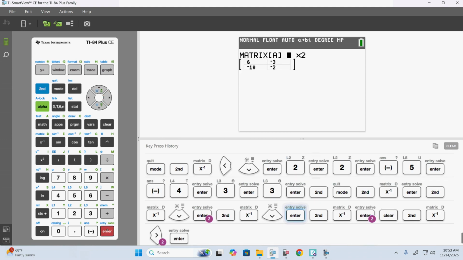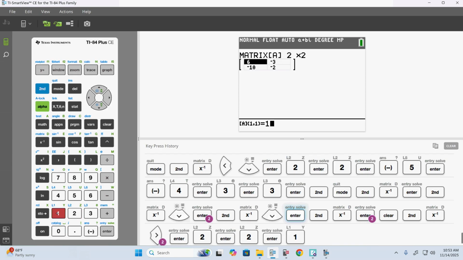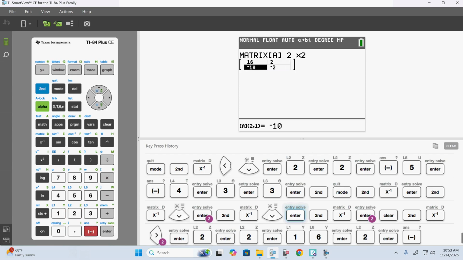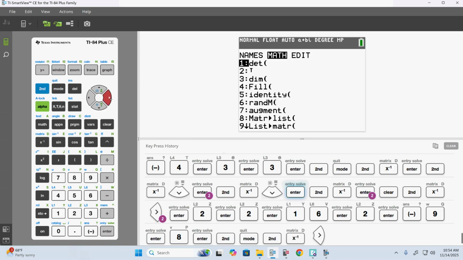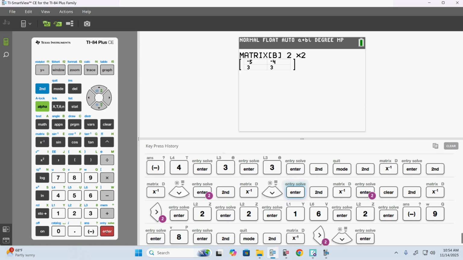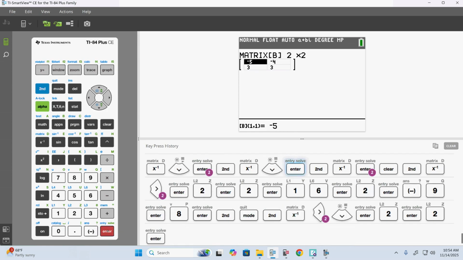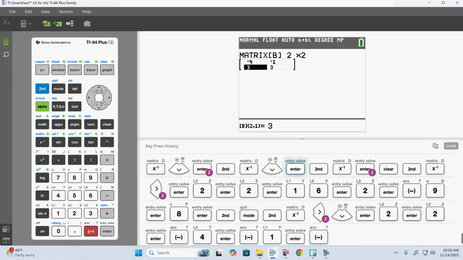Go over to edit. And we're going to say the dimensions are 2 by 2. And I'm going to plug matrix A in. So 16, 2, -9, 8. Once we get it typed in, we go second quit. Then we're going to go second matrix over to edit. But this time we're going to go down to matrix B, which is also a 2 by 2. -4, -1, -3, and -7.